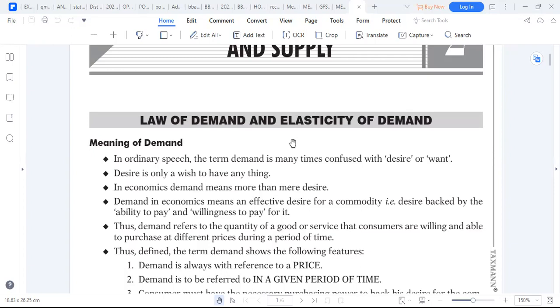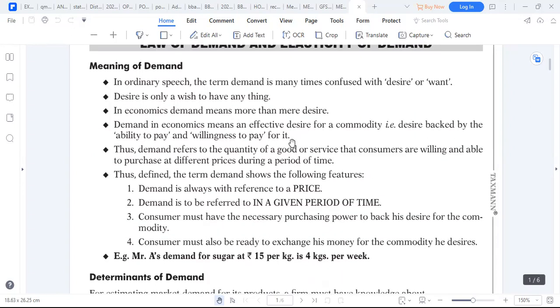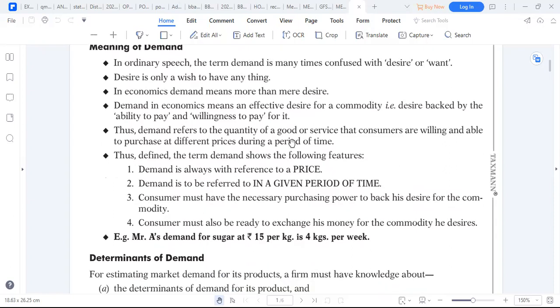So demand refers to, for a good and a service, the ability and willingness that consumers have to purchase a commodity at different prices during a specific time period. So there's number one, price in this context. Number two, period. Number three, purchasing power.